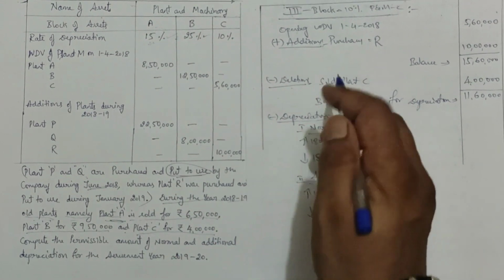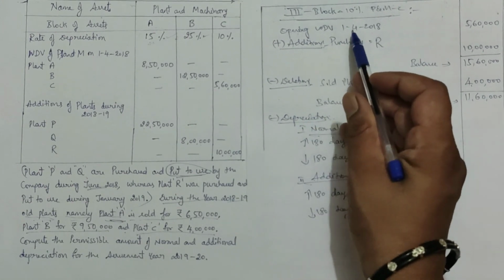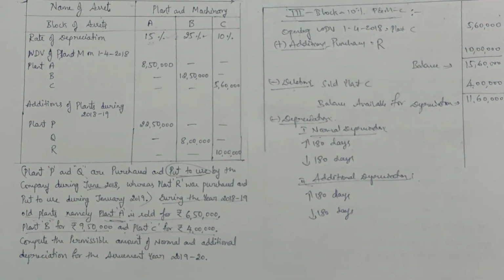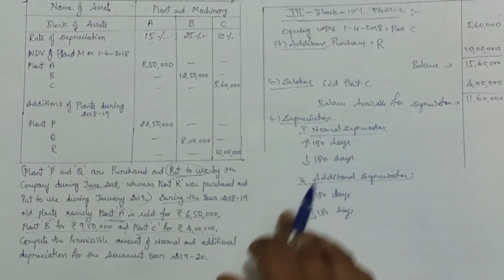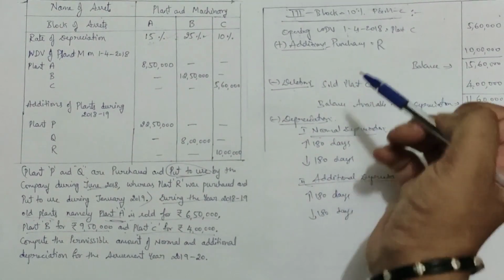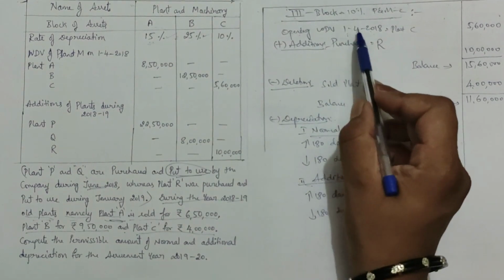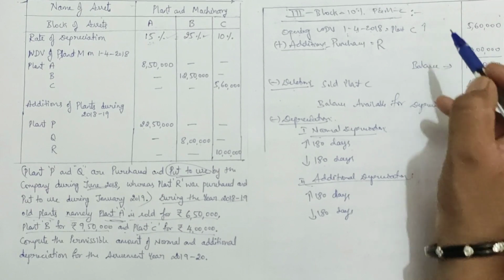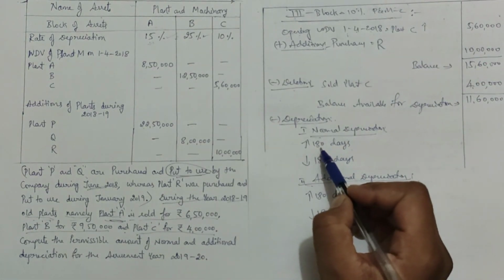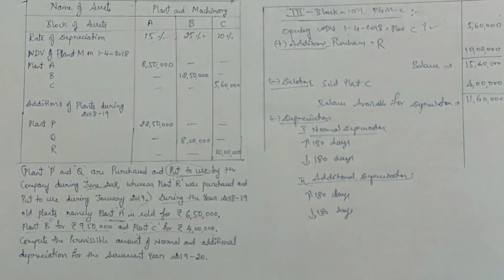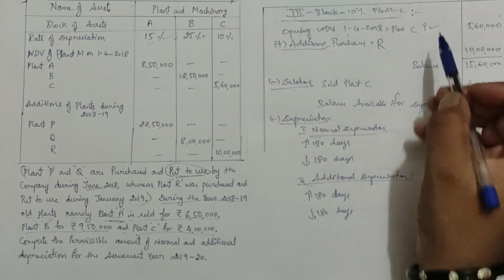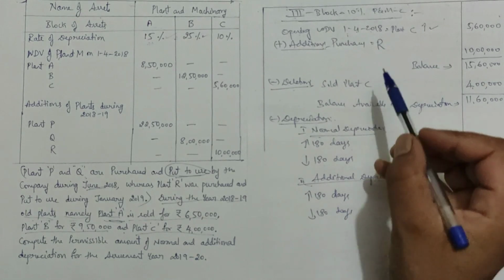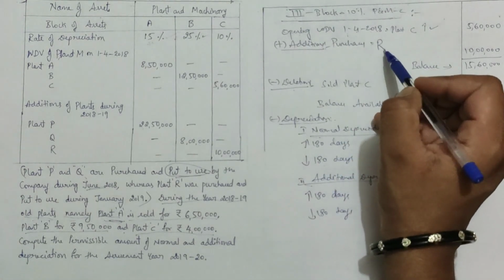So first we will check the opening written down value as of 1/4/2018 of plant C. Correct. So they are using plant C from 1/4/2018. Correct. So from 1/4/2018 they are using plant C. That means it has 365 days. That means it has more than 180 days. So for plant C we need to calculate full depreciation. Clear?